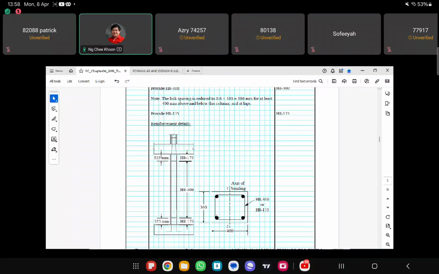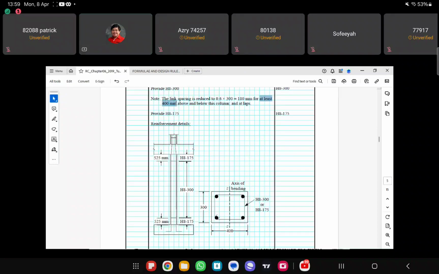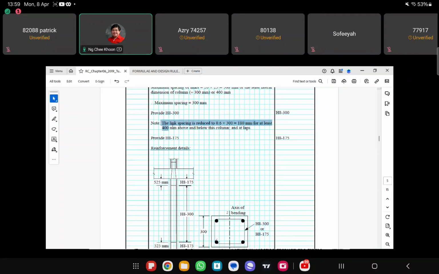Okay, so how do I get this 525 mm here? This one cannot be exactly 400. Okay, it must be 400 or more, right? For at least 400 mm. Okay, so 175. So the distance to the next link is 2 times 175, so it's still less than 400. Okay, we only have 350. And then you put another 175 there, then we get 525. 525 will be more than 400, so it's okay, right?